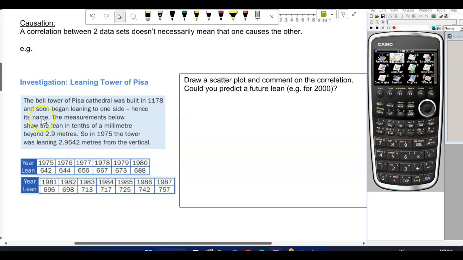The bell tower of Pisa Cathedral was built in 1178 and soon began leaning on one side, hence the name. The measurement below shows the lean in tenths of a millimeter. How much does it lean? In 1975, the tower was leaning 2.9742 meters from the vertical. So the amount of lean is given to you.